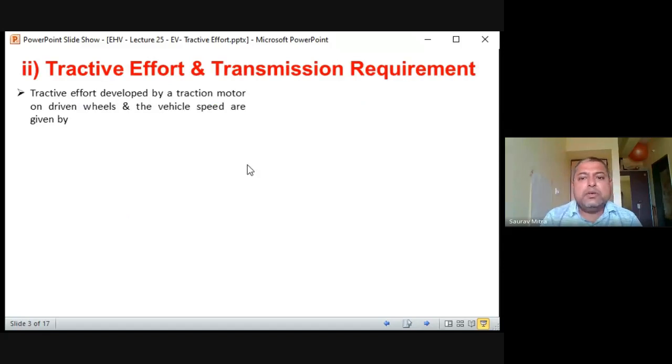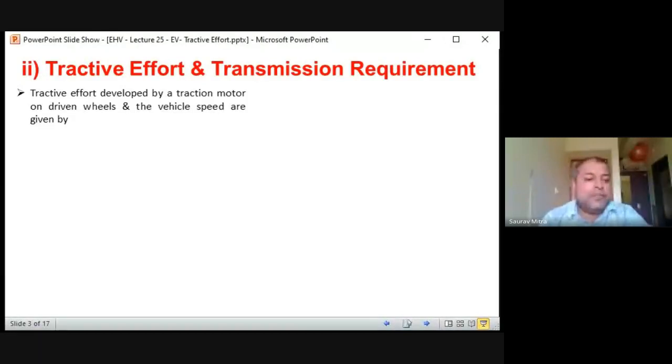Let us see, what is meant by tractive effort? Tractive effort is nothing but whatever power we are giving for the traction job, for driving the vehicle forward. That is called tractive effort. So how much effort we are putting in and how much output we are getting from that.